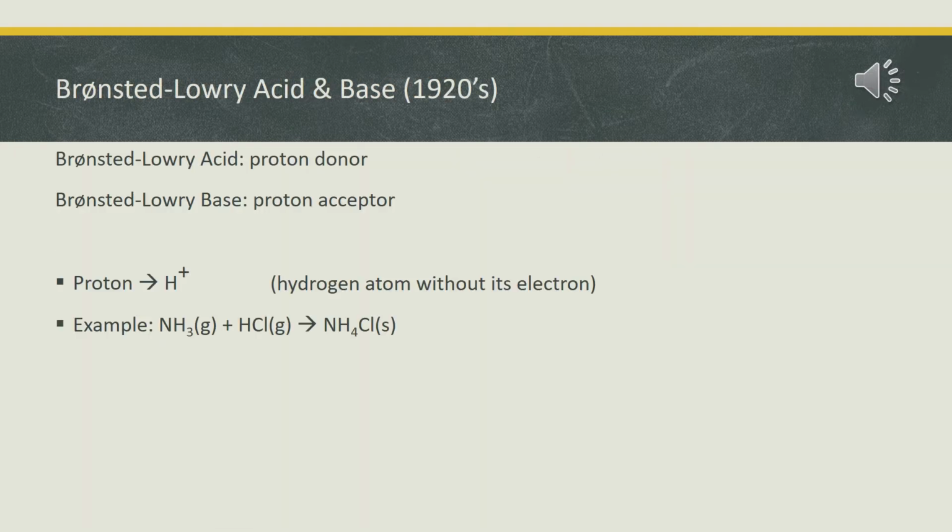The next definition of acids and bases came about in the 1920s, and that was by Bronsted-Lowry. He defined an acid as a proton donor and a base as a proton acceptor, and gave us the definition of a proton as an H+, which should make sense to you because if you look at a hydrogen atom, it has one proton, one electron, and 0 neutrons. So if I take away its electron, I'm left with a hydrogen proton nucleus and nothing else, so it's got a +1 charge. And that's how he defined acids and bases. So off this slide, write down Bronsted-Lowry acid, Bronsted-Lowry base, and proton.